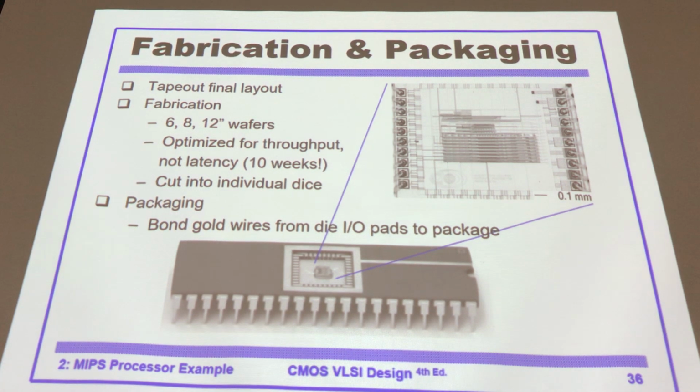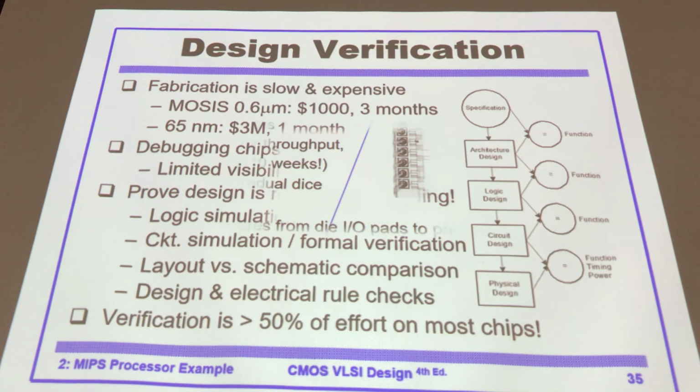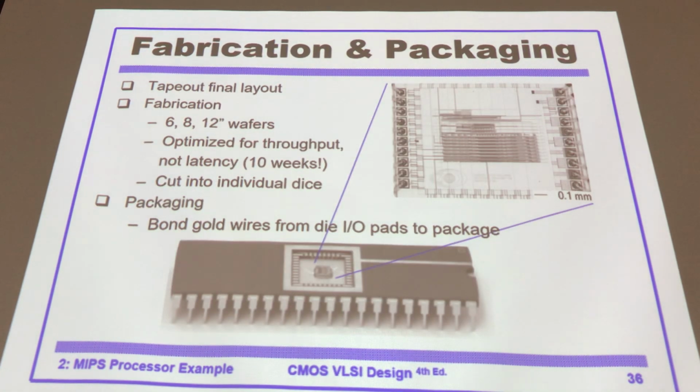So after you finish your design, also through the verification step, there's a tape out: the final layout goes to the fab. The 6-inch, 8-inch, 12-inch wafer refers to the diameter of the wafer. The foundry is optimized for throughput, not latency. In the foundry, they are concerned about throughput, but not latency.